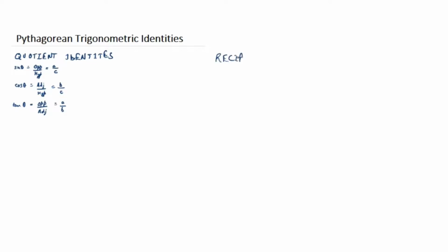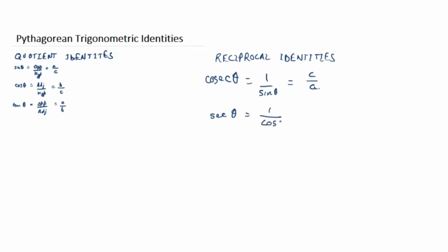And then there are some reciprocal identities. In reciprocal identities, we have cosecant theta, which is nothing but 1 over sine theta. Since sine theta is a over c, cosecant theta is going to be c over a. The secant theta is the reciprocal of cos theta, or 1 over cos theta, and since cos theta is b over c, secant theta is going to be c over b.